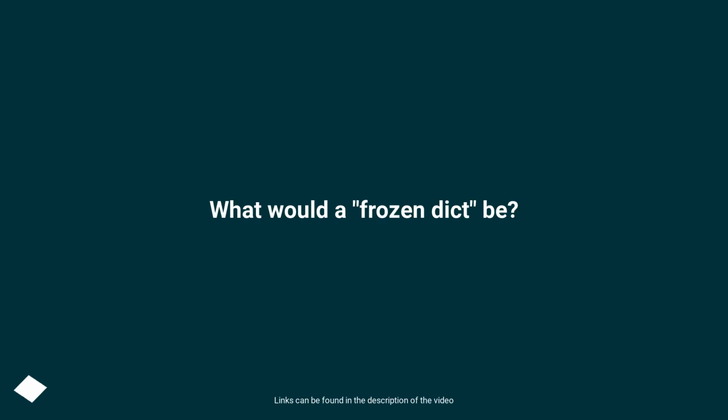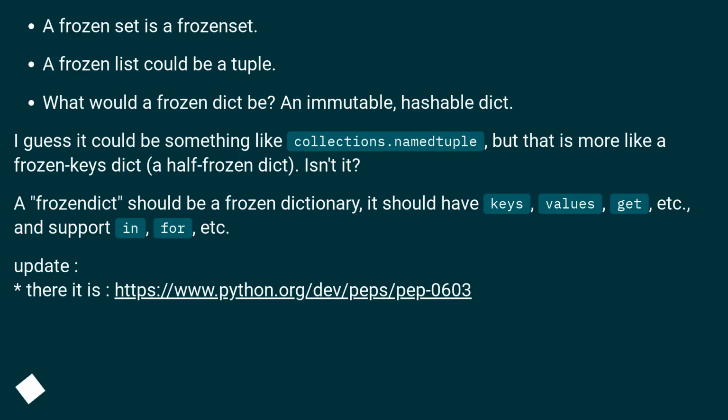What would a frozen dict be? A frozen set is a frozen set. A frozen list could be a tuple. What would a frozen dict be? An immutable, hashable dict. I guess it could be something like collections.namedtuple, but that is more like a frozen-keys dict, a half-frozen dict. Isn't it? A frozen dict should be a frozen dictionary. It should have keys, values, get, etc., and support in, for, etc. Update. There it is, this URL.